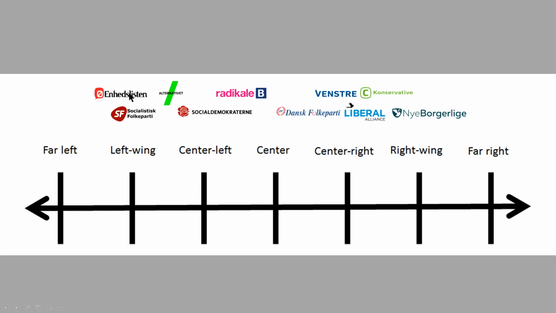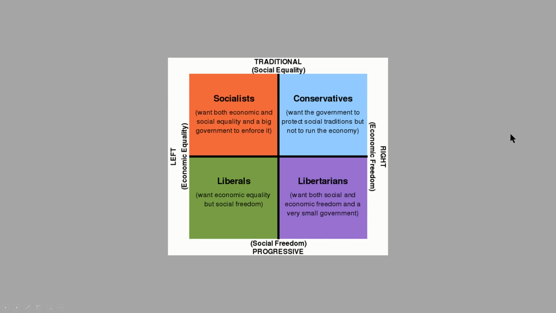But Enhedslisten would be the far left party in Denmark, and then Nye Borgerlige would be the far right party. So that's kind of how it is, but maybe Enhedslisten would be considered left-wing by some, and then Nye Borgerlige would be just considered right-wing by some. So I just place them by how I think they're placed. But now I need to replace them, right?